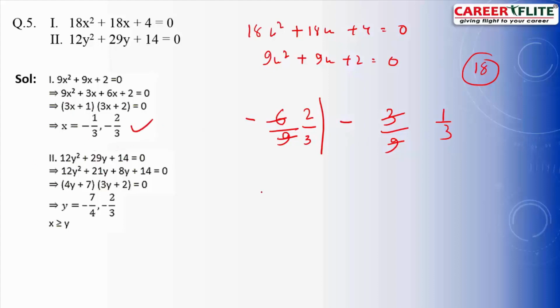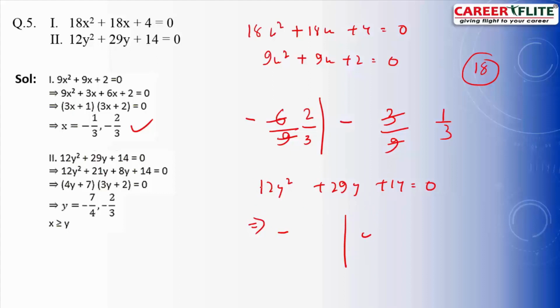In the second equation we have 12y² + 29y + 14 = 0. So what we can do here is first see the sign convention. This plus always changes to minus; this plus will look back, and this is always bad, so I must change it. So it will be minus.